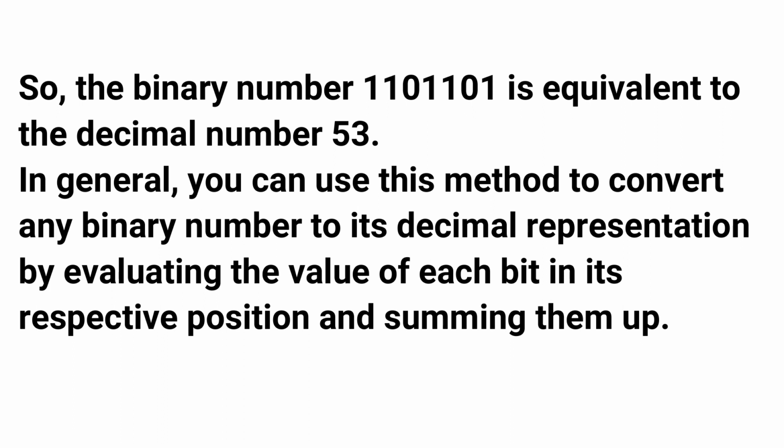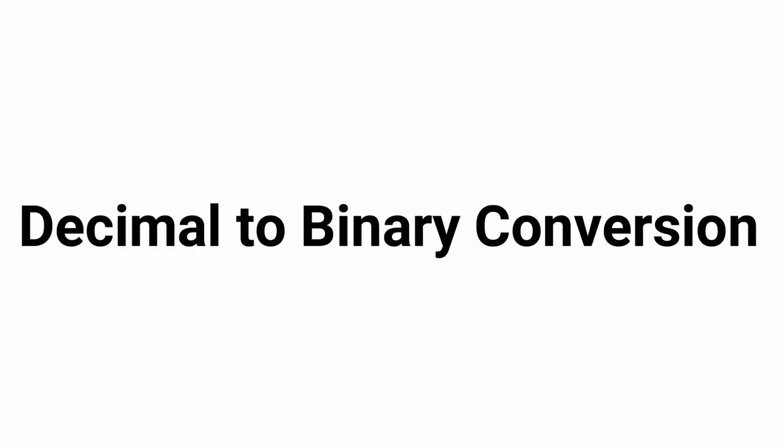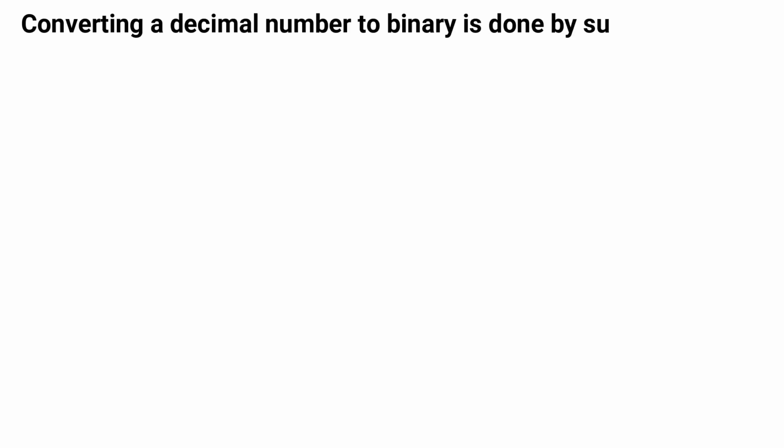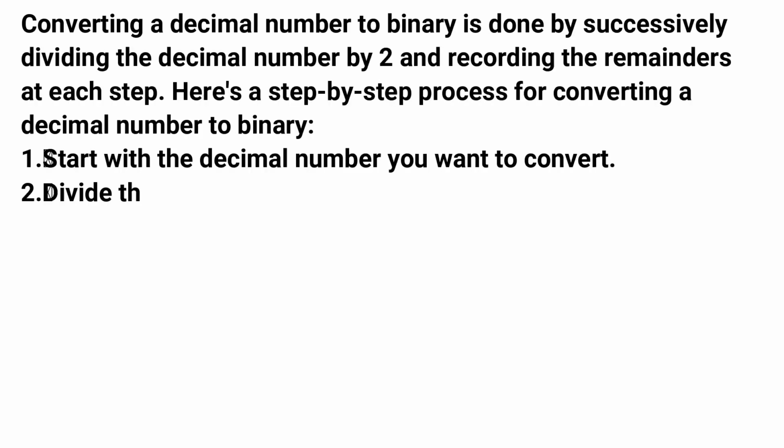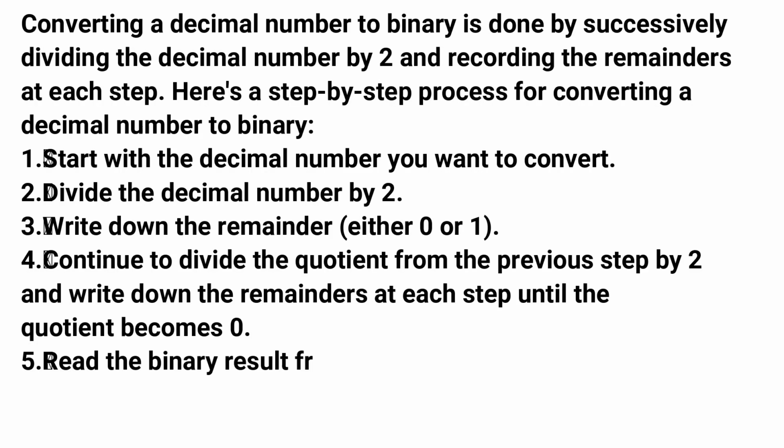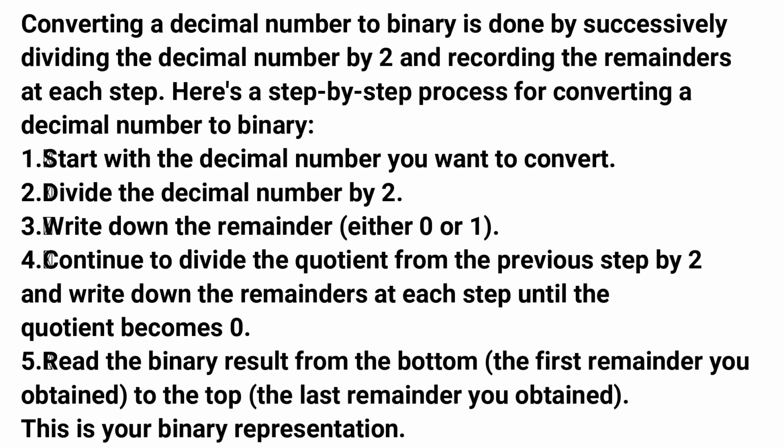In general, you can use this method to convert any binary number to its decimal representation by evaluating the value of each bit in its respective position and summing them up. Decimal to binary conversion. Converting a decimal number to binary is done by successively dividing the decimal number by 2 and recording the remainders at each step. Here's a step-by-step process for converting a decimal number to binary.